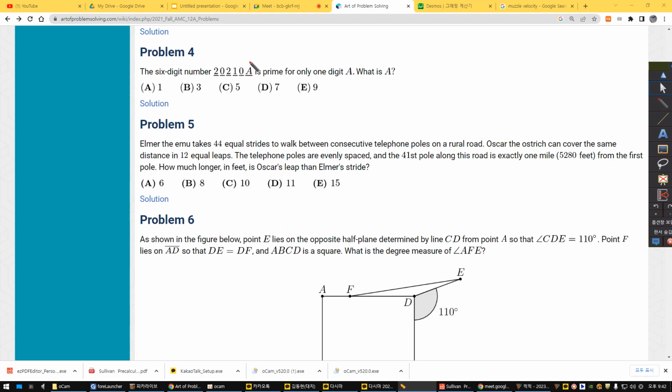So when a is one, does it become a prime number? Actually, that's a multiple of three because the sum of digits is a multiple of three. Sum of digit is six, so that's a multiple of three. So this doesn't work. So if this doesn't work, the seven also doesn't work because when a is seven, the sum of the digit is a multiple of three.